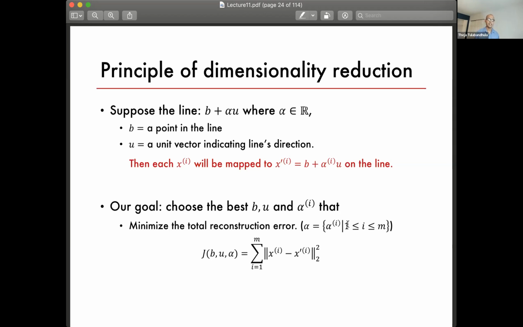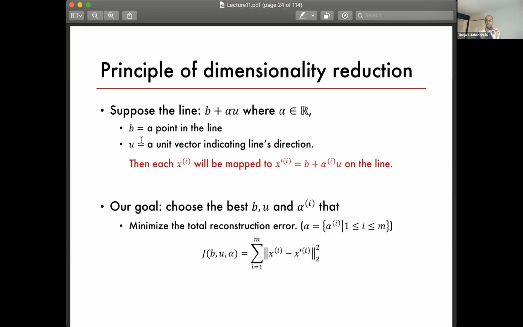Let's say the line that we care about. A line in any dimensional space can be represented using two things: one, a point on the line, and a vector which provides direction. So b plus alpha u represents a line in any space, 2 dimensions or 10 dimensions, where alpha you can think of as a number on the real line. B is a point, and u is a vector indicating the line's direction.